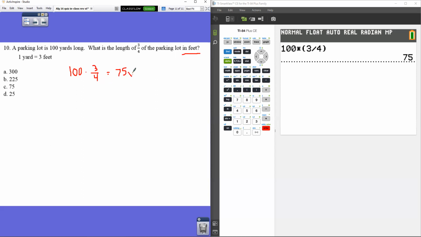Now that is really 75 yards. Be careful. A lot of people would probably put choice C. It's not choice C. That's how many yards it is. What we want to do now is make that into feet. Well, there are 3 feet in a yard. So we would then have to multiply 75 times 3, which gives you 225. That's how many feet there are. So B would be the correct answer.